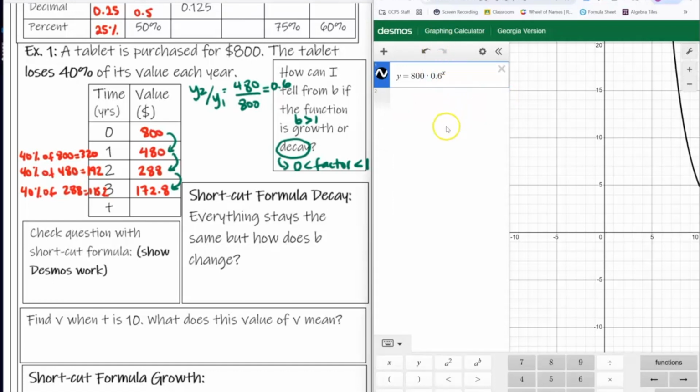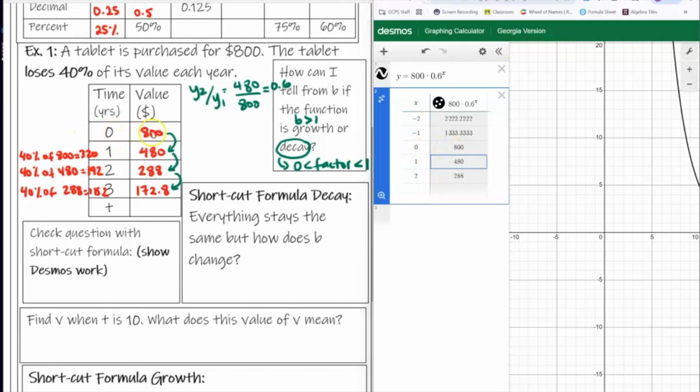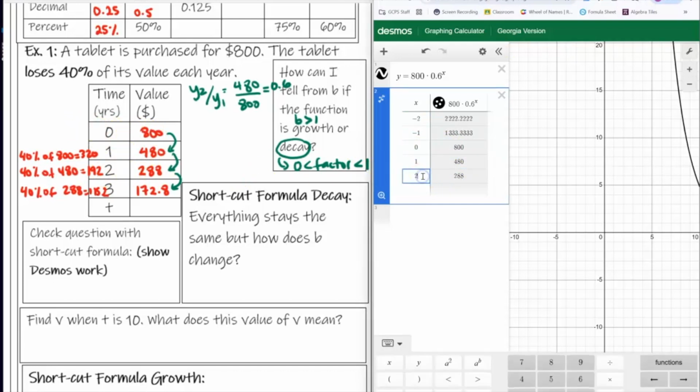All right, so let's check that. Let's think about that for a second. If I make this a table, it should match my table. 0 is 800, good so far. 1 is 480, good so far. 2 is 288, good so far. 3 is 172.8, so this is great. This is my decay factor.